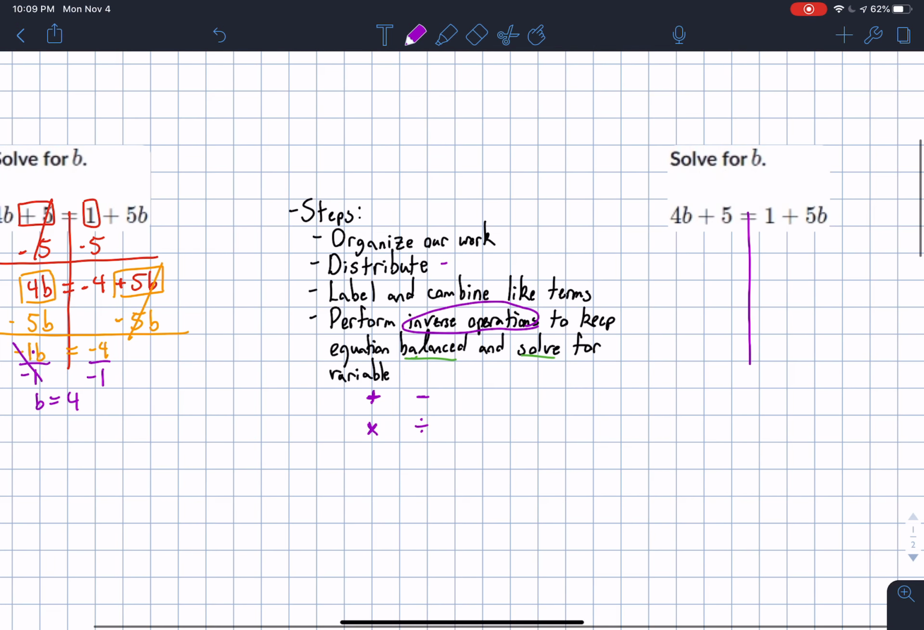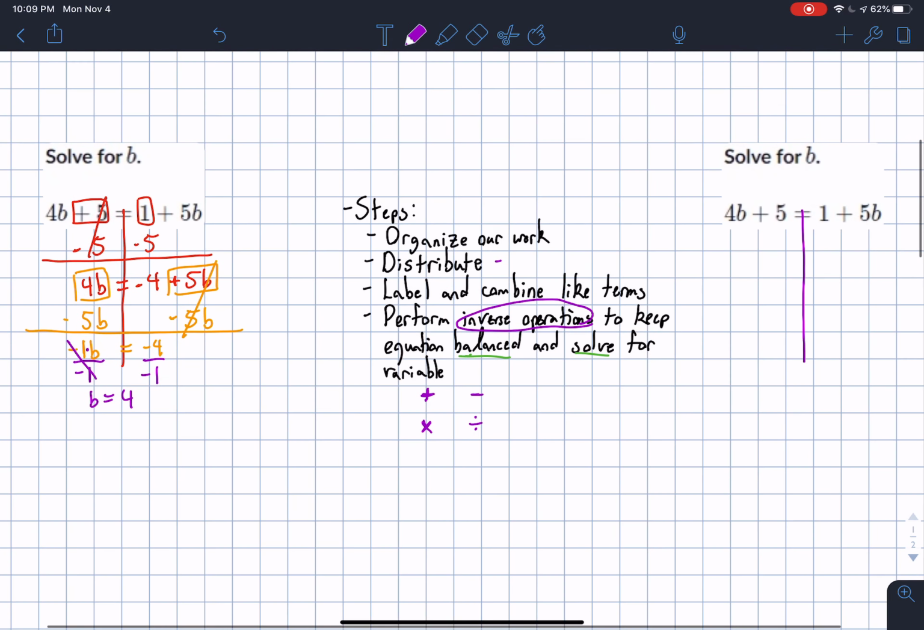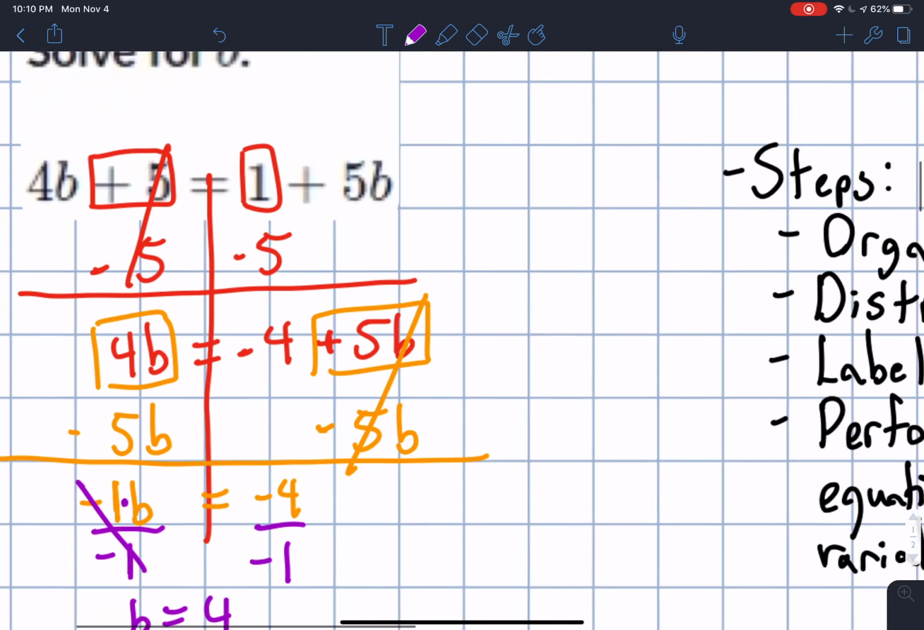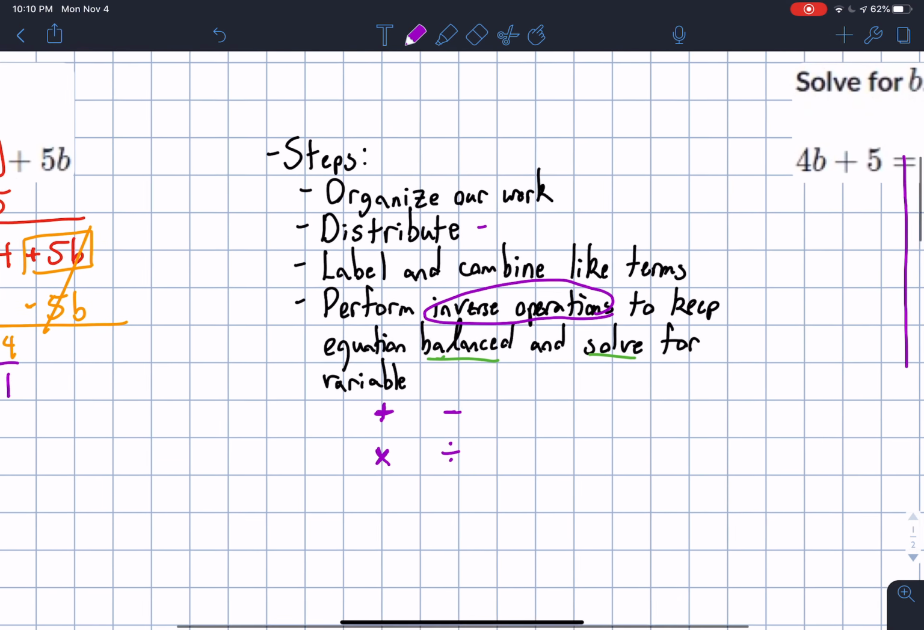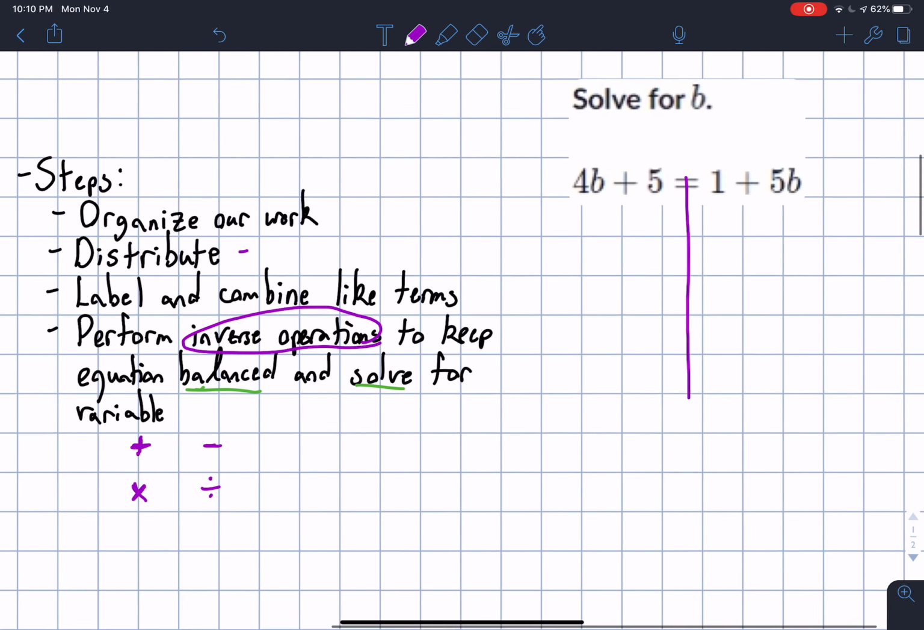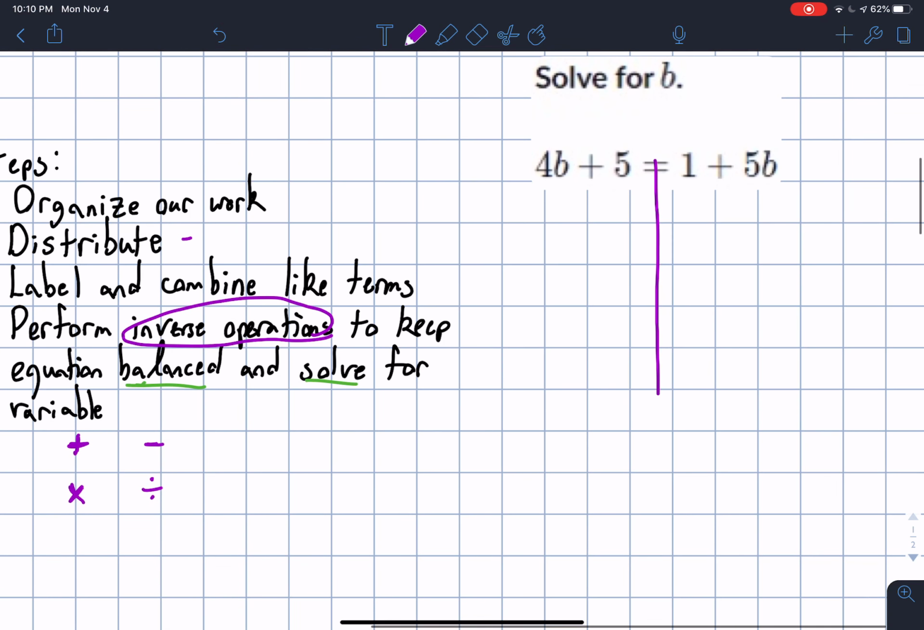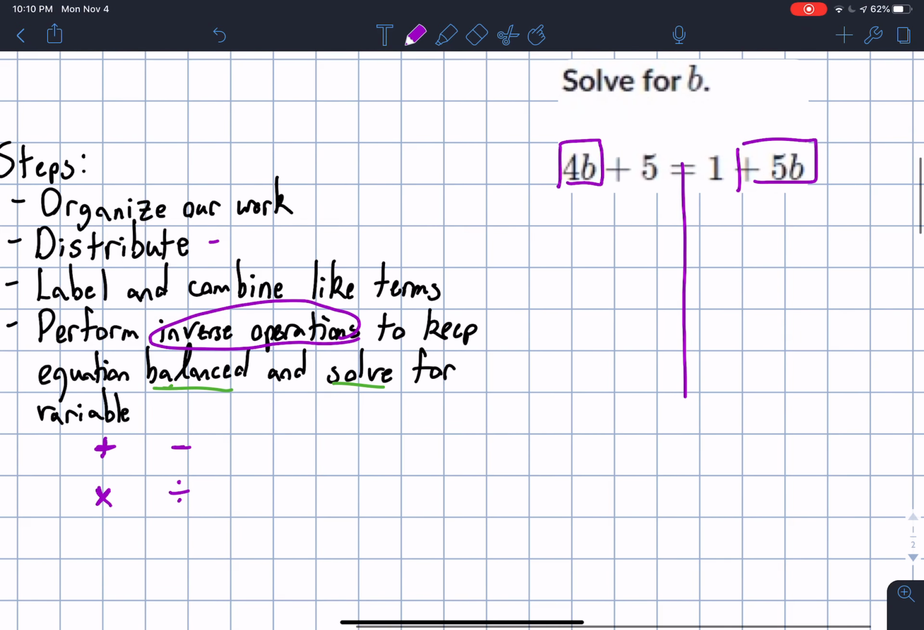So before, we decided to look at our constants first, but we're going to do it a little differently. This time we're going to deal with those coefficients tied to variables, to show we could use multiple ways to skin a cat, right? So I'm going to label and combine my like terms. I already did that. Oops.